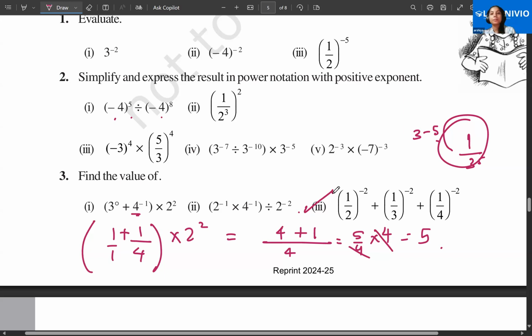Ma'am, so for the third one, it's 1 to the power of -2 divided by 2 to the power of -2, right? Yes. Okay.